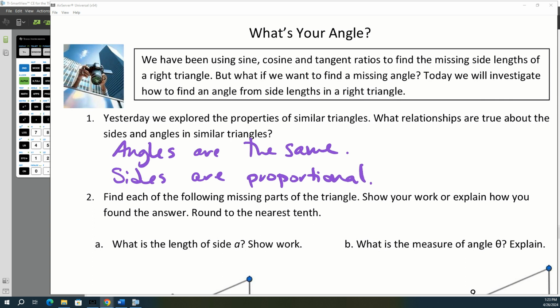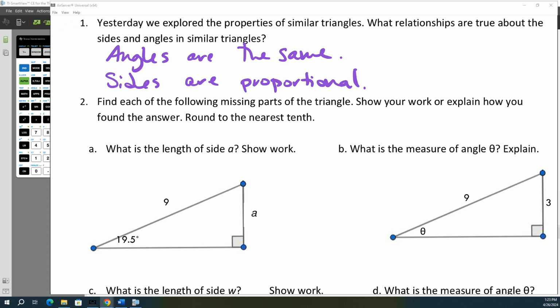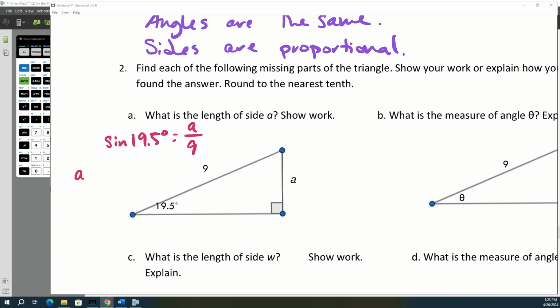All right, so number 2A is just like what you all did the last 2 days, where we know an angle and we want to find this, and we know this. So which trig ratio would we use for that side and those two sides and that angle? Sine. So we would say that the sine of 19.5 degrees is equal to the opposite over the hypotenuse, because that's what sine is. And then if the variable is up high, what do we do? It rhymes. The variable is up high, you're going to multiply. So A is 9 times the sine of 19.5 degrees.